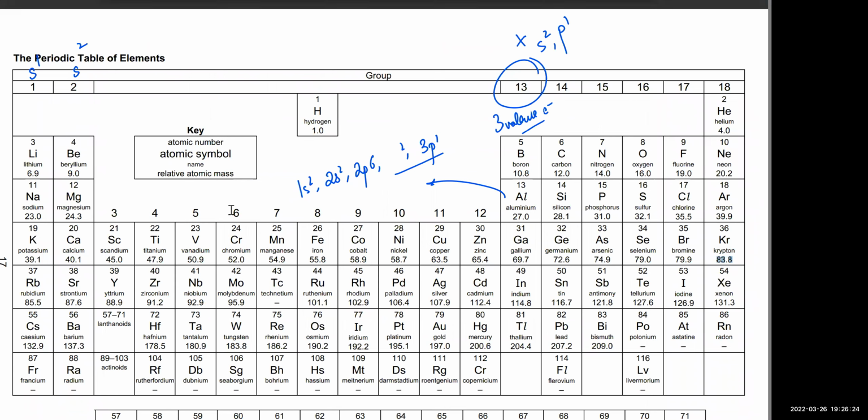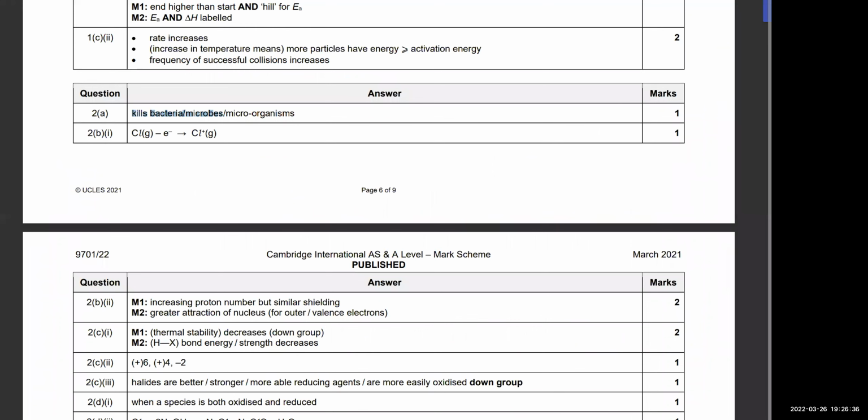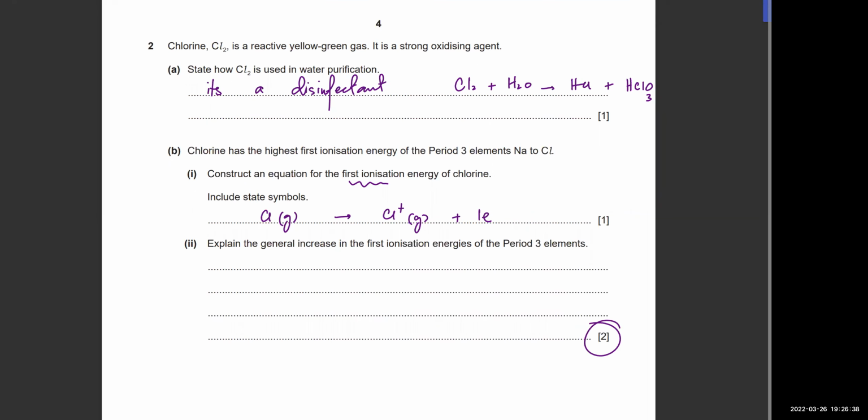So the main factor here, why does it increase across the period? Nuclear charge. That's, you have 3 protons. Fluorine over here has 9 protons. So obviously 9 protons. They have the same shielding. Everything is the same. So, across the period.